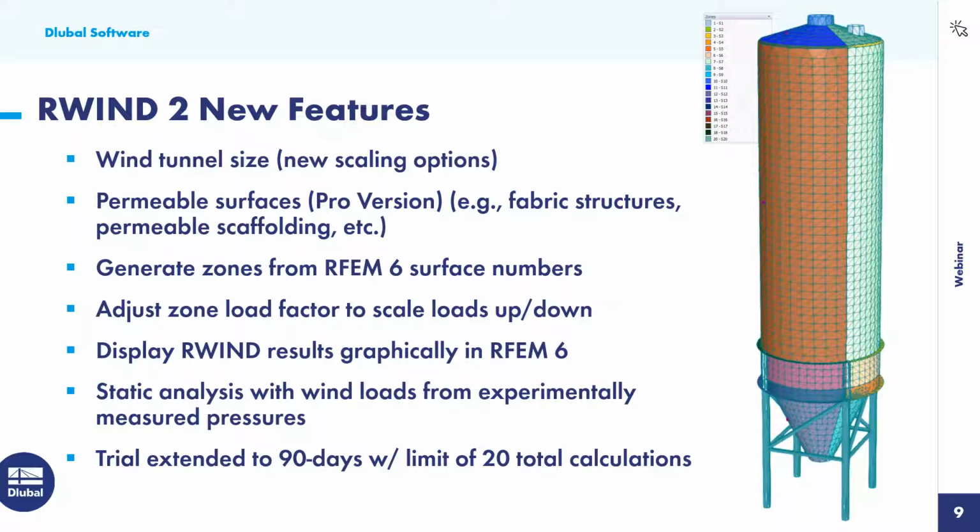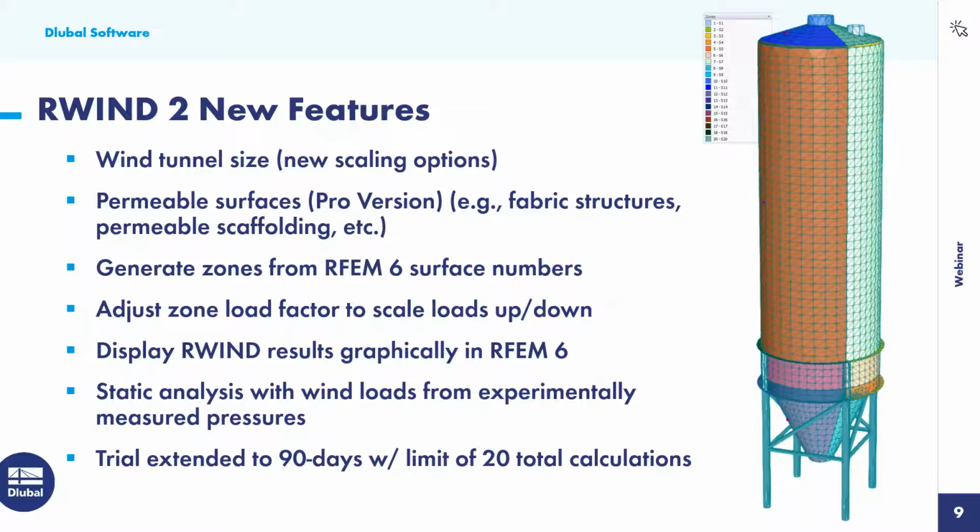Also, within the Pro version, we offer permeable surfaces. So this allows wind flow through the surface itself. And we would input information like the Darcy coefficient, the inertial coefficient, and porous media length. Now, this might be important for something like fabric structures or permeable scaffolding to allow some of that wind flow to pass through the actual surface.